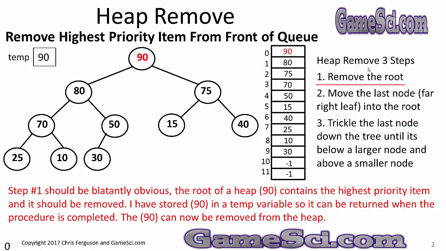Heap remove. It takes the highest priority item off the queue. This can be done in 3 steps. Step 1 is remove the root. Step 1 should be blatantly obvious. The root of the heap, 90, contains the highest priority item and it should be removed. I've stored this 90 in a temp variable so it can be returned when the procedure is completed. The 90 can now be removed from the heap.